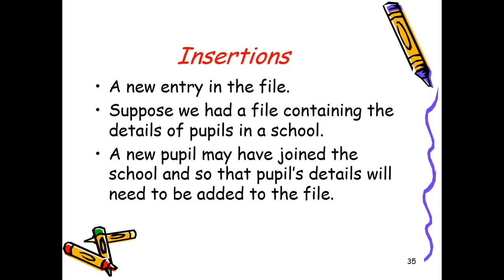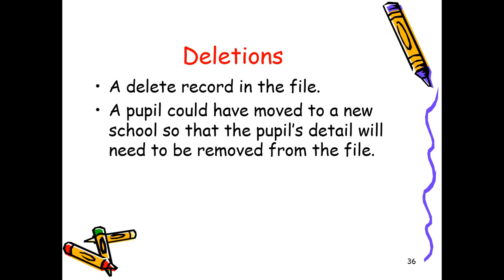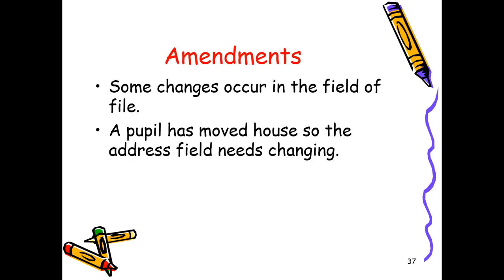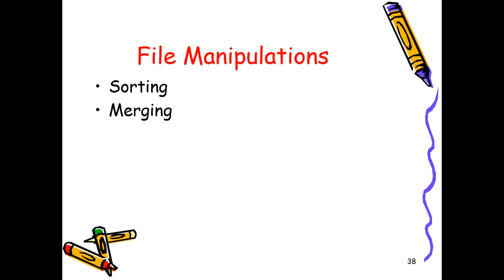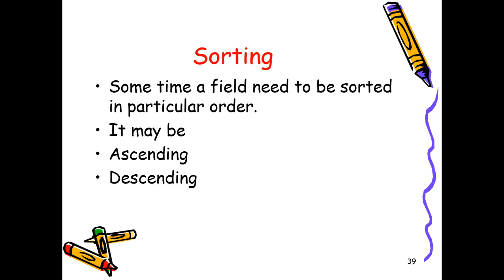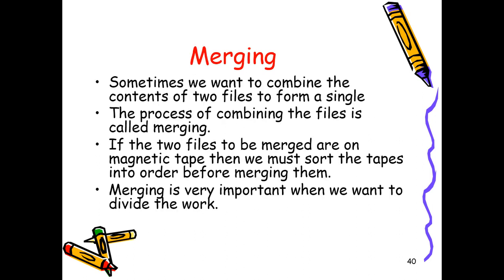File manipulation: sorting and merging. Sorting: some data fields need to be sorted in a particular order, which may be ascending or descending. Merging means combining files together. Sometimes we need to combine the contents of two files to form a single file. The process of combining the files is called merging. If the two files to be merged are on magnetic tape, then we must sort the tapes into order before merging them. Merging is very important when we need to divide the work.